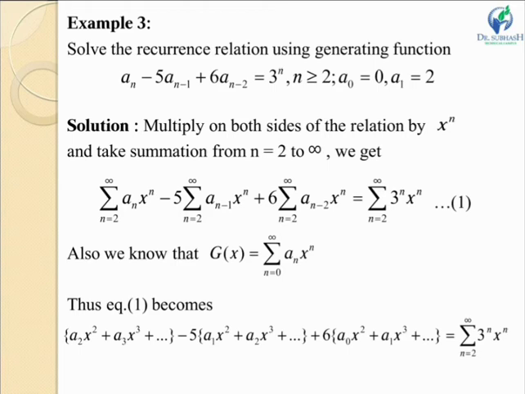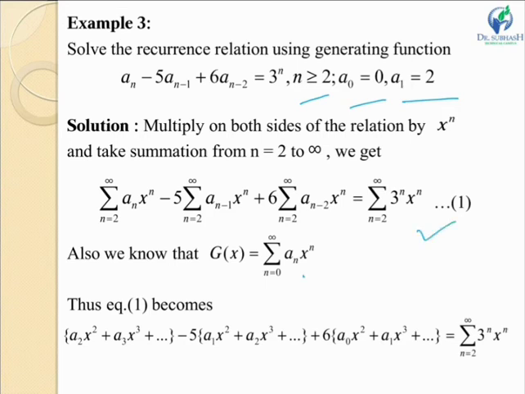a_n minus 5a_(n-1) plus 6a_(n-2) equals 3 raised to n, for n greater than or equal to 2, and a0 and a1 are given to us. Again, our first step is we multiply x raised to n on both the sides and we take the summation from n equal to 2 to infinity on both the sides.